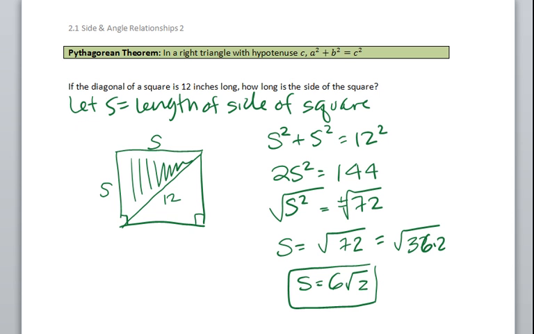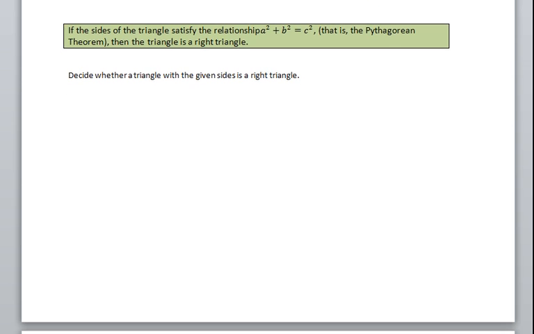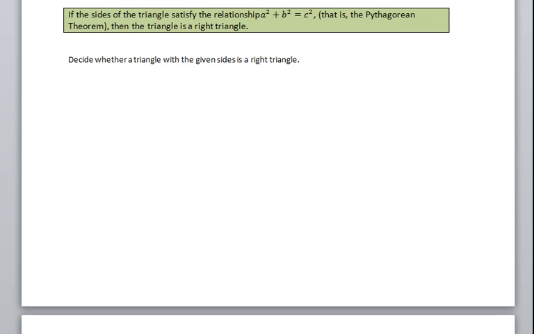Now, another way that we can use the Pythagorean theorem, let me scroll down here, is to prove something or to disprove something. And here's sort of an additional variation of the Pythagorean theorem, and it says that if the sides of the triangle satisfy the relationship a squared plus b squared equals c squared, then the triangle is a right triangle. So if we can show that the triangle satisfies a squared plus b squared equals c squared, then we're done. If the triangle does not satisfy that relationship, then it's not a right triangle.